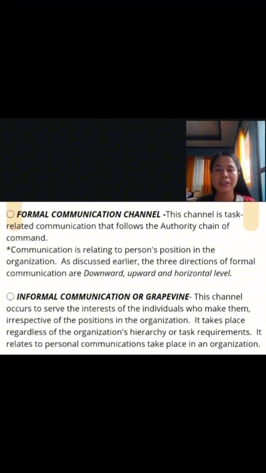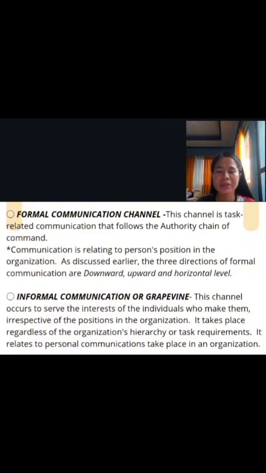So, formal communication channel. This channel is task-related communication that follows the authority chain of command. Communication is relating to person's position in the organization. As discussed earlier, the three directions of formal communications are downward, upward, and horizontal level. Kani siya kay ang information is sugod gyud sa higher position down to the lowest. Ang information is based sa position sa organization.